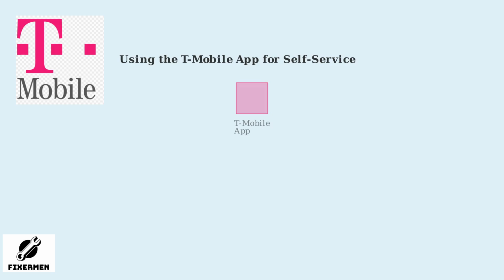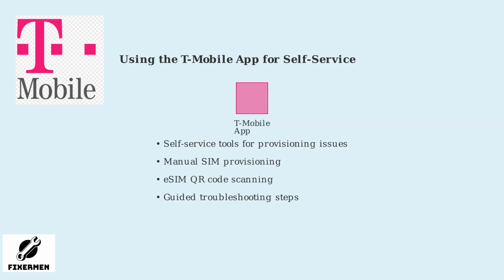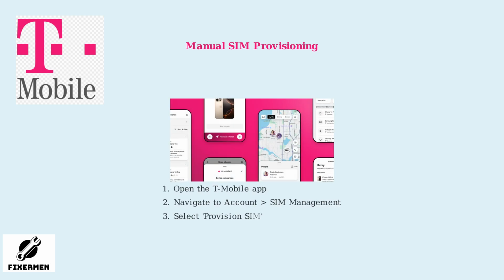T-Mobile's official app provides powerful self-service tools to help resolve SIM provisioning errors. As your first point of contact, the app offers features tailored to your device and account for quick fixes. For manual SIM provisioning, open the T-Mobile app and go to your account settings. The app guides you through selecting SIM management options to manually activate your device on the network.